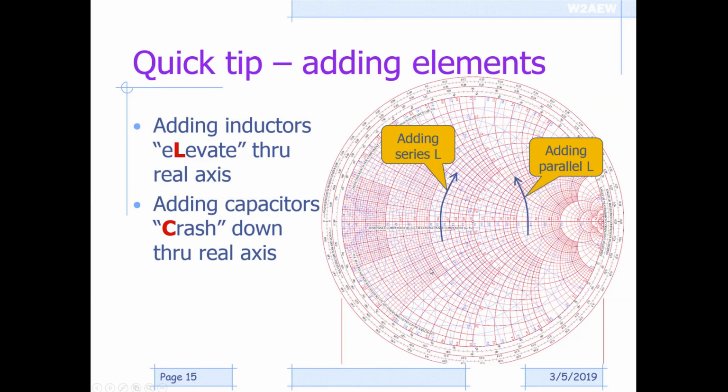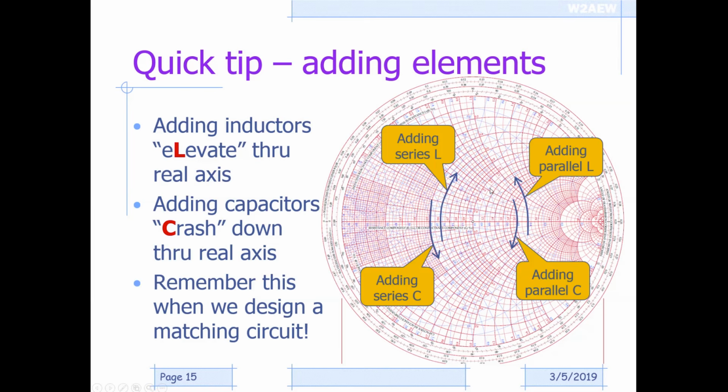Well, we can get even more corny and say, when we're adding capacitors, we crash down through the real axis, rotating the other way down. We're going down through the real axis with adding series capacitors, rotating down on the constant resistance circles, and now the parallel capacitors rotate down on the constant conductance circles, crashing down through the real axis. So a little bit corny, but it's easy to remember now which way we rotate along these axes when we're adding series or parallel inductors or capacitors.